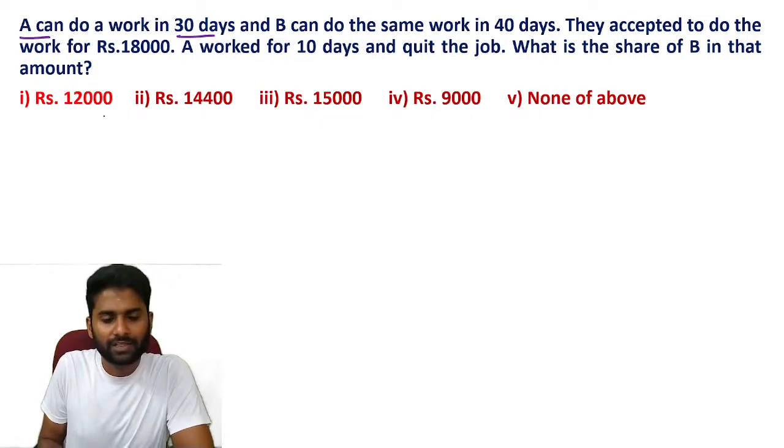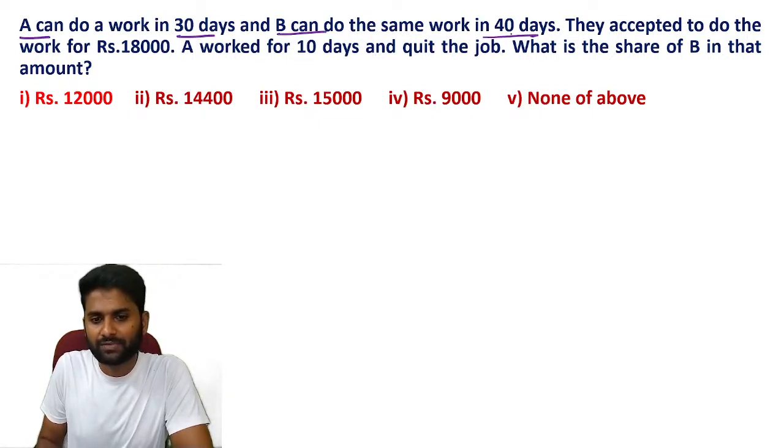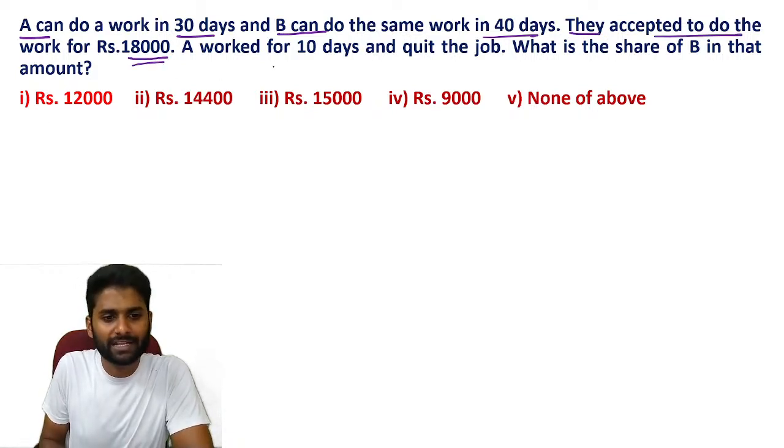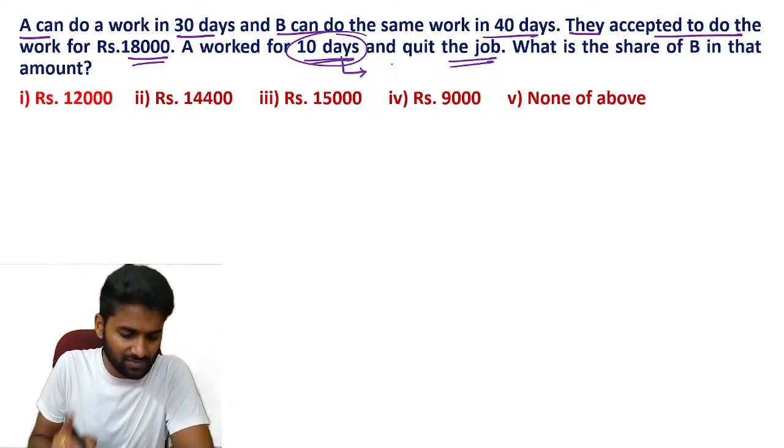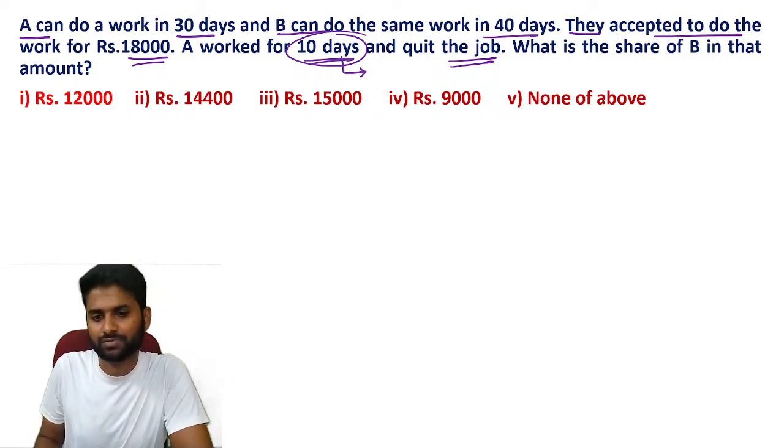A can do a work in 30 days. B can do the same work in 40 days. They agreed to do the work for 18,000. A worked for 10 days and quit the job. See, he will get only 10 days of amount. Here, 10 days of amount means how much he completed in those 10 days. That is important. That's why efficiency matters to identify the amount distribution.